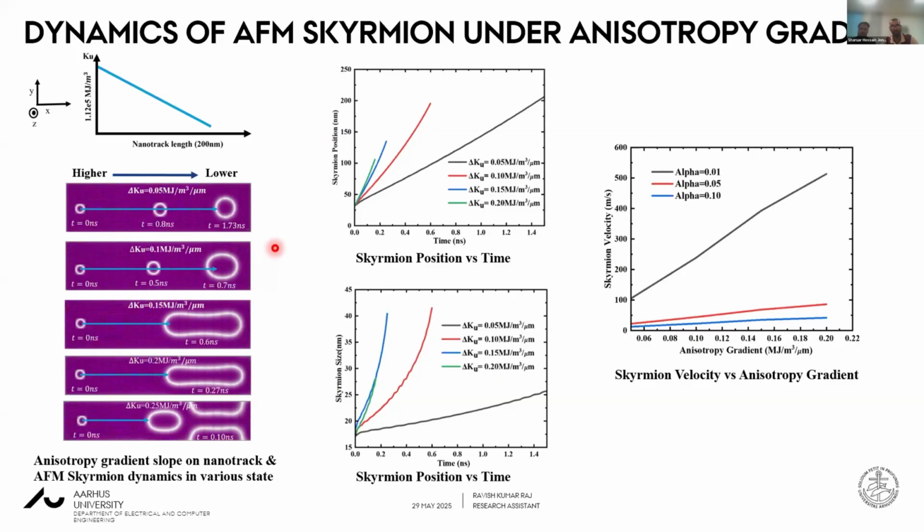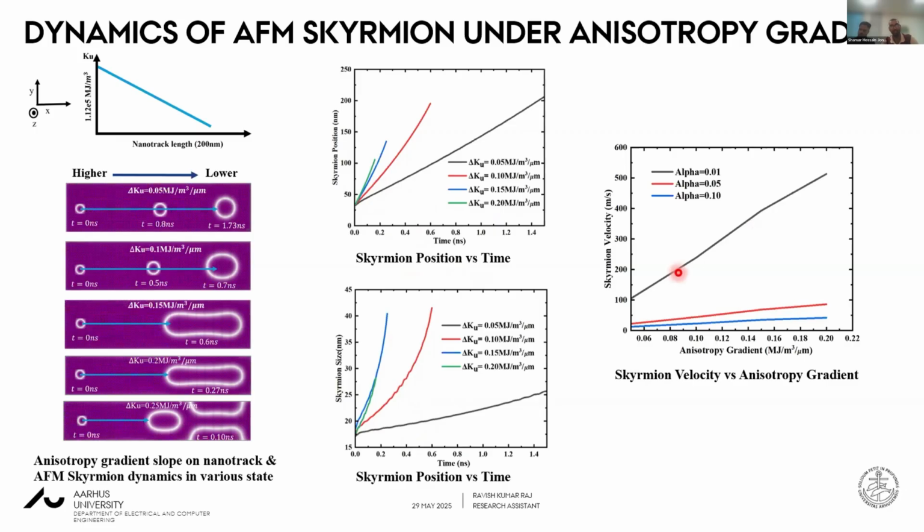As you can see in this graph, this is position versus time. When we take the highest gradient of 0.2 megajoule per meter cube per micrometer, the velocity and skyrmion position are very sharp and almost linear. But the size of the skyrmion feels non-linear, because the variation of the energy component is larger at a higher gradient.